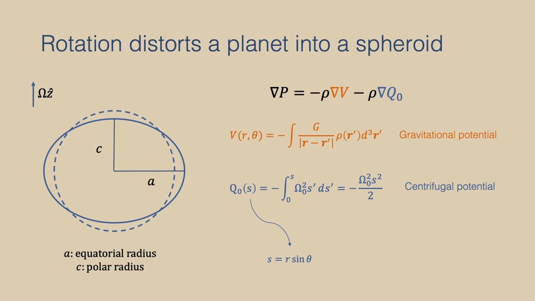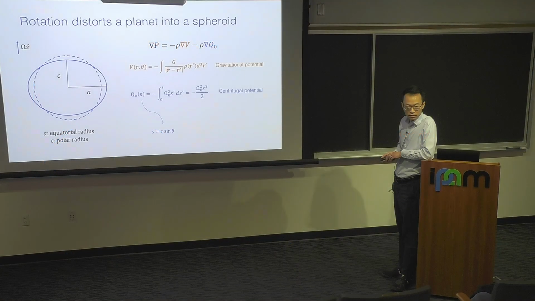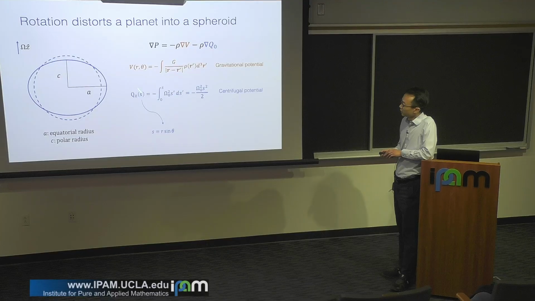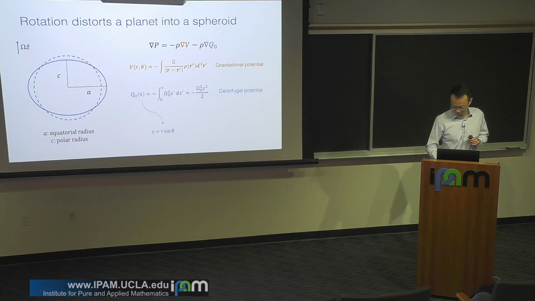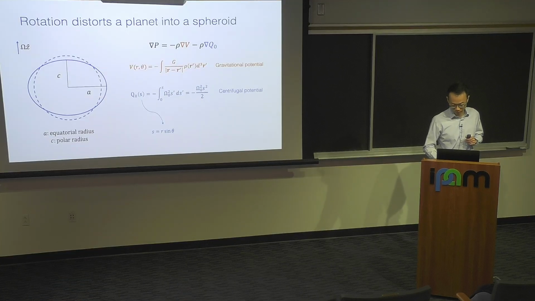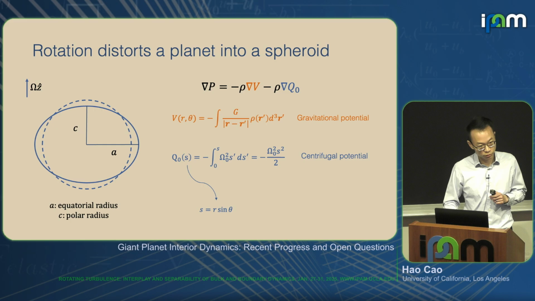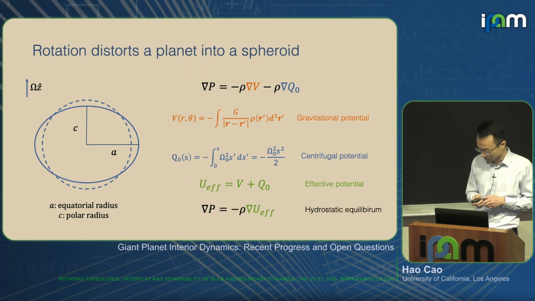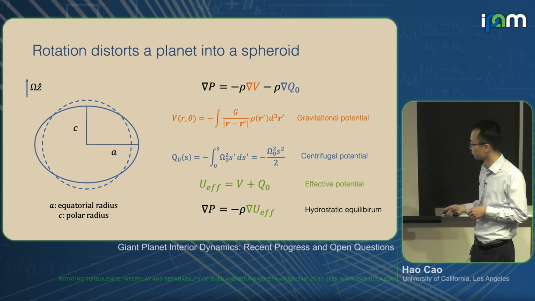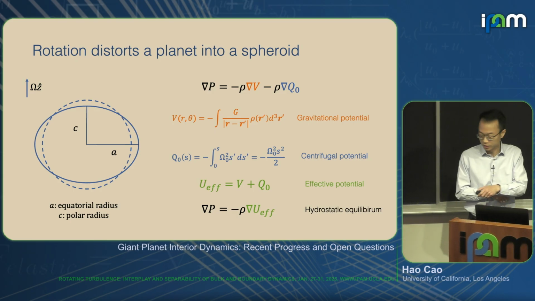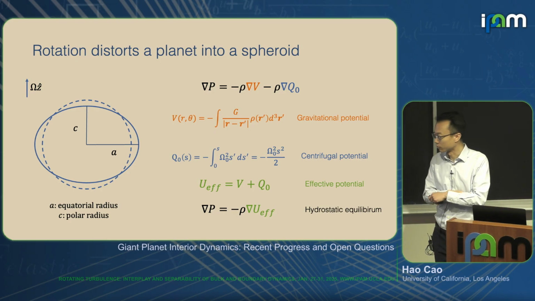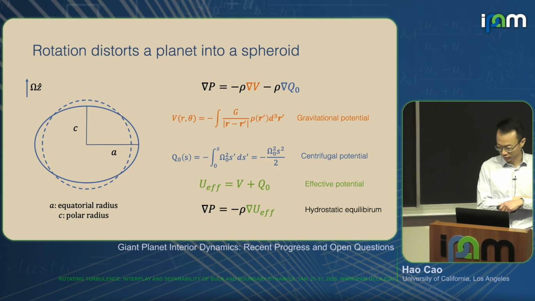The centrifugal potential, unlike the gravitational potential, only depends on the cylindrical radius S, the distance from the spin axis. You can also write it as an integral, and we're going to come back to that integral when we talk about differential rotation. Since you can describe both the gravity and the centrifugal acceleration using potentials, you combine the two potentials into an effective potential, and this is your hydrostatic equilibrium equation: grad P equals minus rho g, where g now has both a gravitational contribution and a rotational contribution.